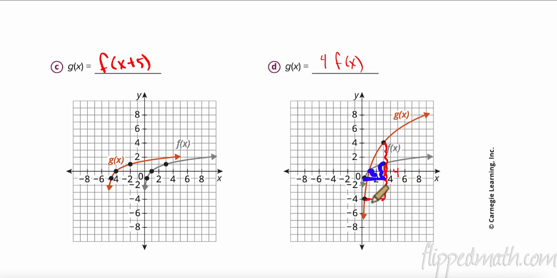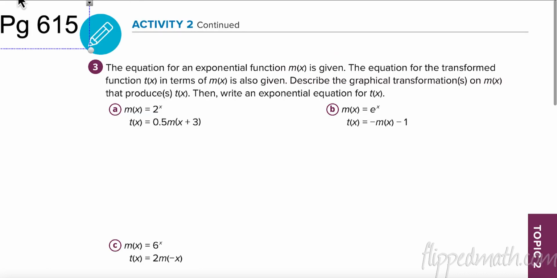Over here, it's a little bit trickier. This should be an 8 here, sorry. But I noticed the vertical change in these points was 2, and the vertical change of these points was 8. So I multiplied that by 4. That's a new gap of 4. So my vertical dilation, or my vertical stretch, is 4, so I'm going to do 4 times the original function. All right, let's go to page 615.